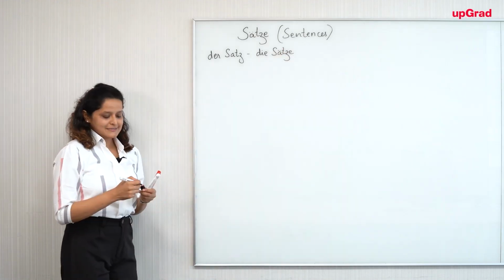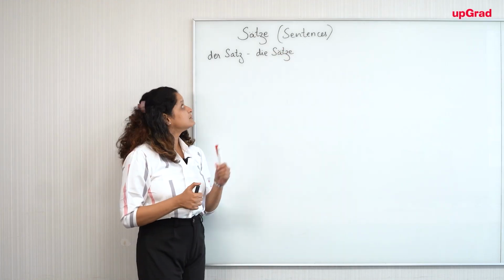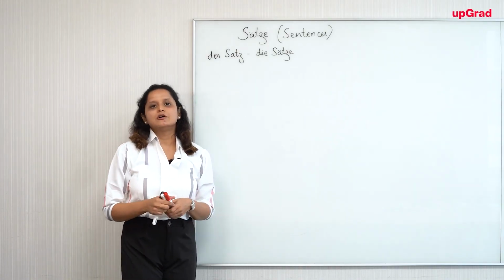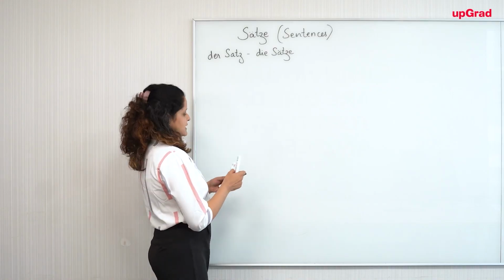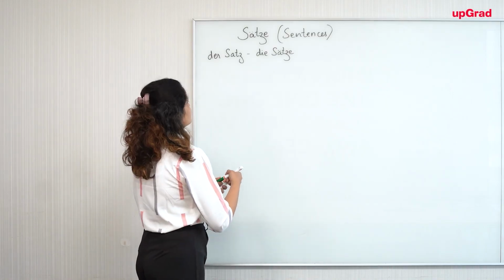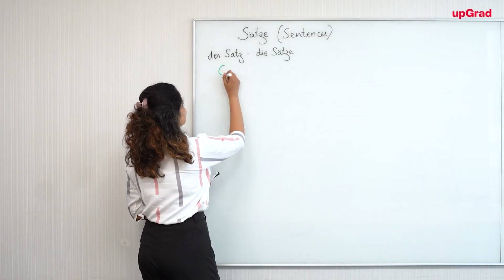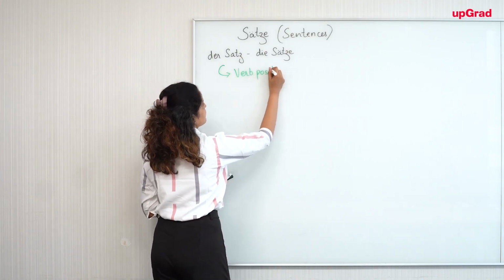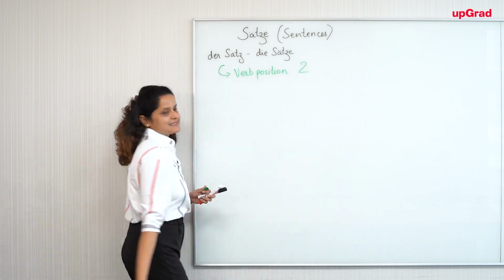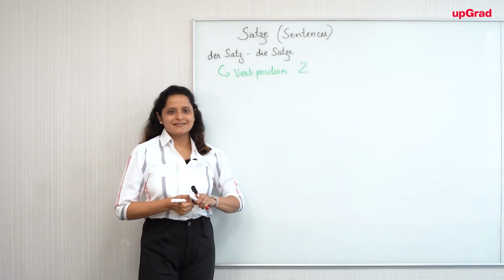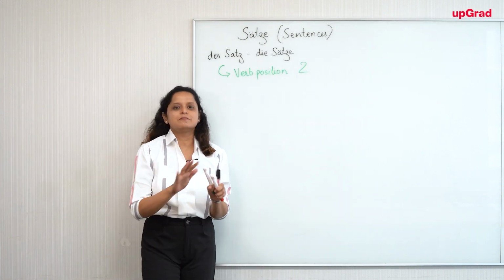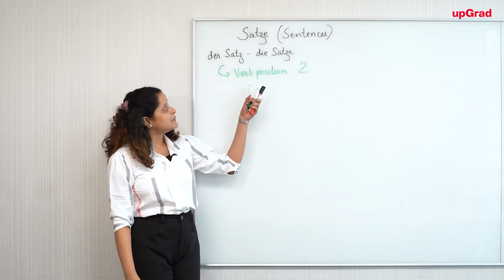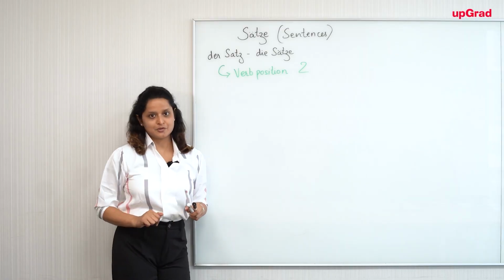So when it comes to sentence formation, your verb plays a very important role, and your verb is always going to take the second position. So remember, whenever you are forming sentences, verb position is going to be zwei. This is something that cannot change in a sentence. It doesn't matter what your sentence starts with, doesn't matter what your sentence ends with, but your verb is always going to be at position zwei.